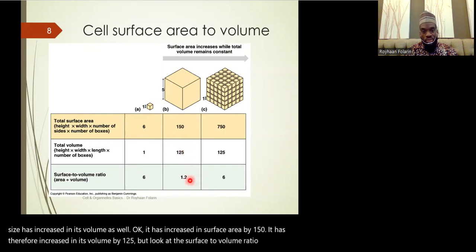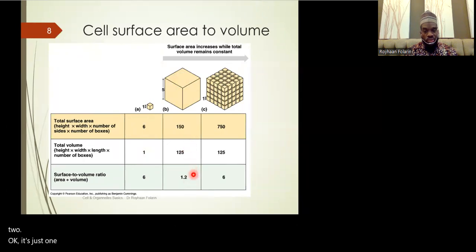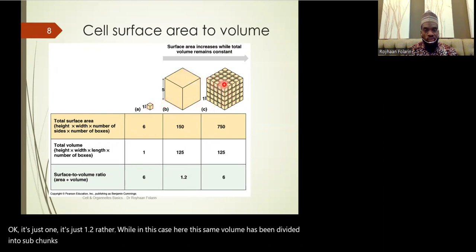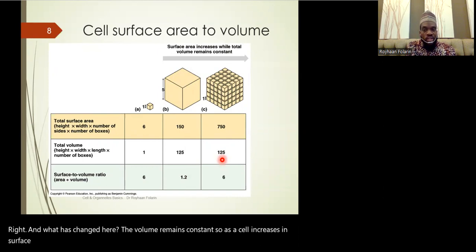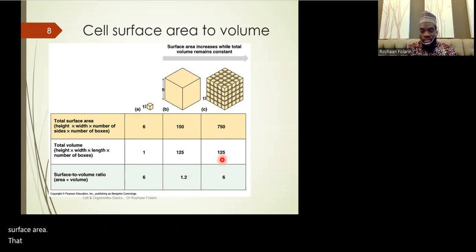It's just 1.2 rather. While in this case here, this same volume has been divided into sub chunks, right? And what has changed here? The volume remains constant. So a cell may increase in surface area while the volume would remain constant. So that's what you have here.